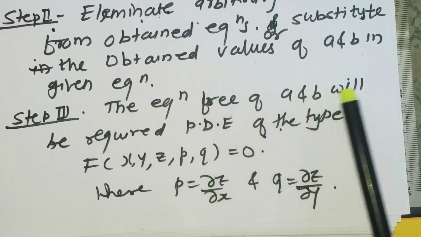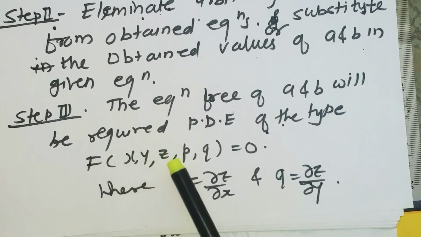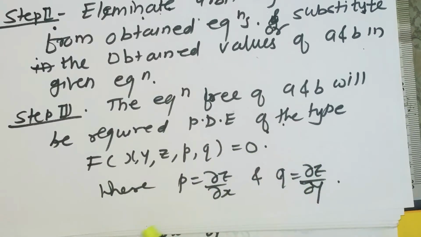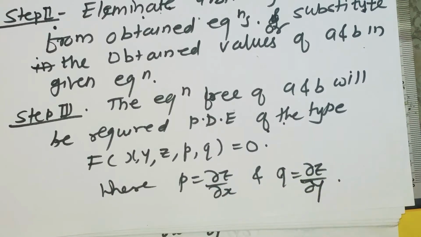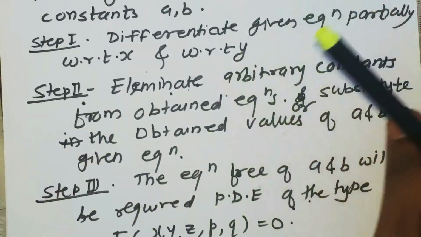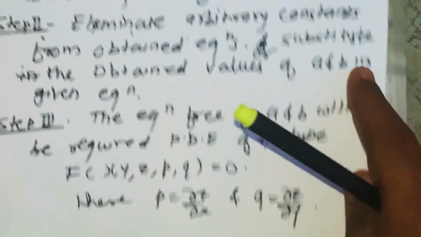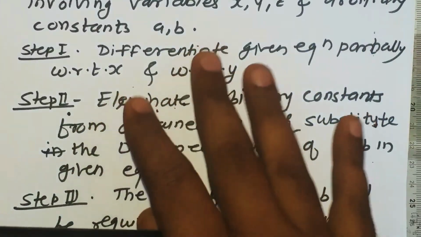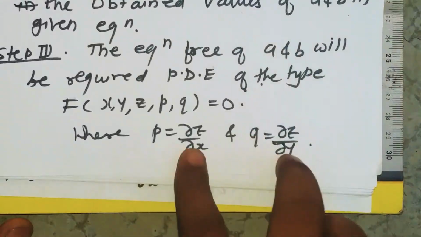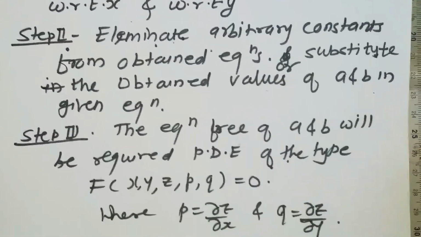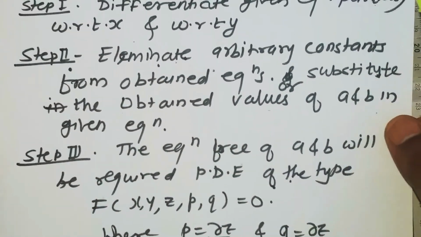Step 3 is what? The equation free of a and b will be the required partial differential equation, of the type f of x comma y comma z comma p comma q equal to 0, where p is del z by del x, which we have already discussed, and q is del z by del y. We are going to remove a and b from the given relation using p and q, and for that we need to differentiate. Unless we differentiate the given equation with respect to x and y, we will not get these derivatives. So after getting these three equations, eliminate a and b by using the technique of elimination, and get the required partial differential equation.